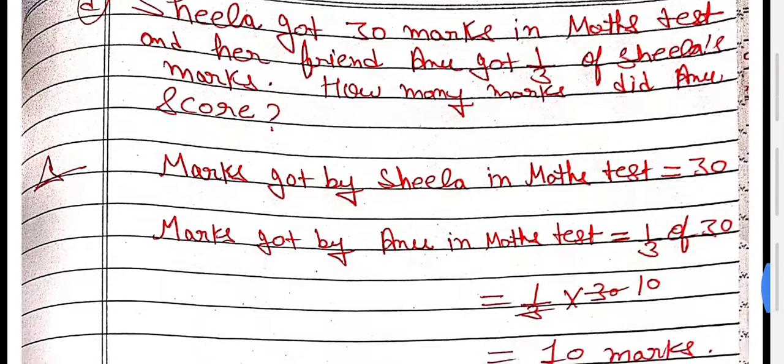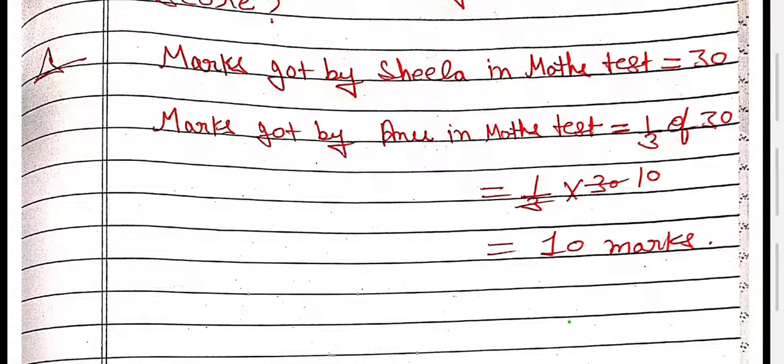10. So right here, marks got by Sheila in the math test is 30. Marks got by Anu in the math test is what? 1/3 of Sheila's marks, so 1/3 of 30. Now solve 1/3 as it is, of means multiply, 30 as it is. Then 3 ones are 3, 3 tens are 30. Simply you will get 10 ones are 10, that is 10 marks. So marks got by Anu in the math test is 10 marks.